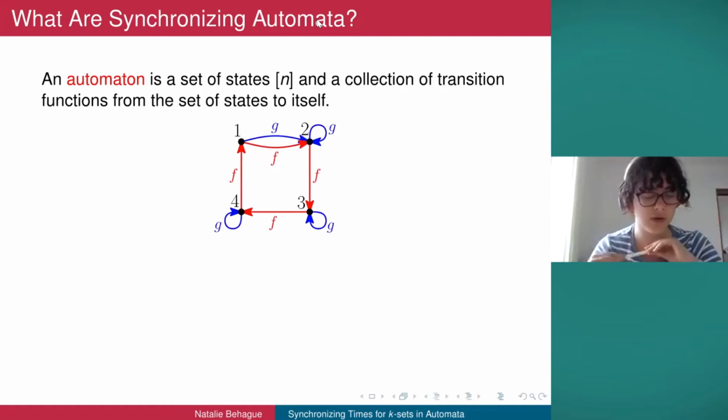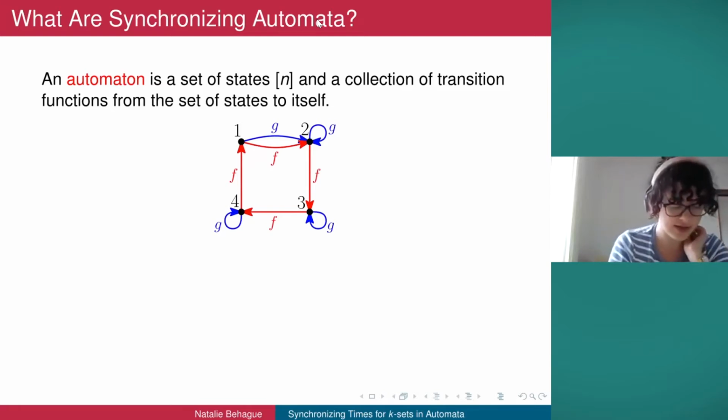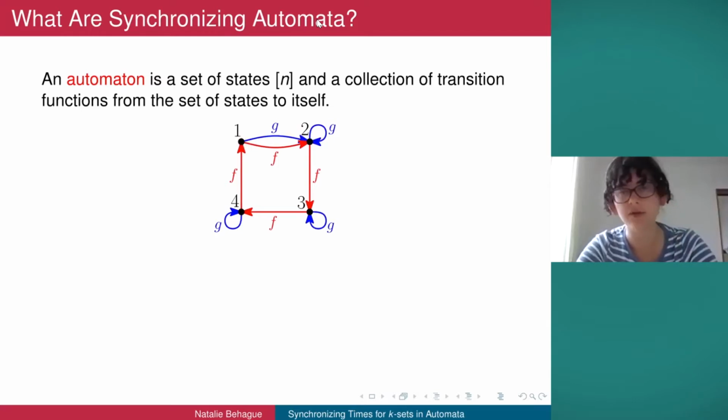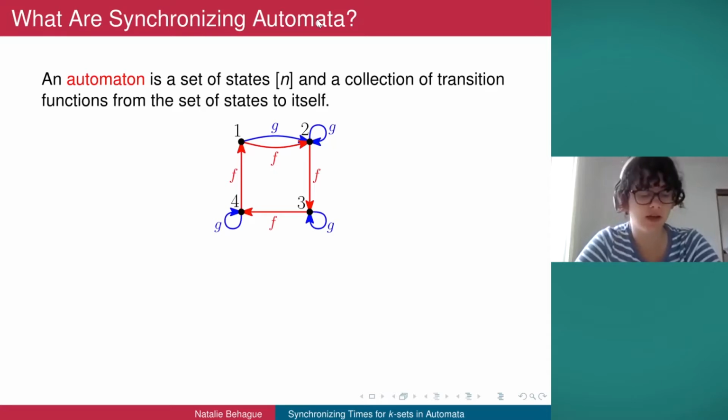And I like to draw my automata like this. So here is an automaton on 4 states. We have 1, 2, 3, 4. And it's got 2 transition functions, f, which takes 1 to 2, 2 to 3, 3 to 4, and 4 to 1, and g, which takes everything to itself except 1 goes to 2. In general, an automaton can have any number of transition functions, I guess, bounded by the number of maps there are from n to n.